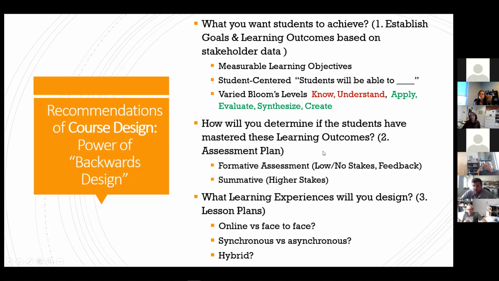And then how would you determine if students have mastered these? So you go from learning outcomes to assessment. And you should have a formative assessment process where these are very low stakes.